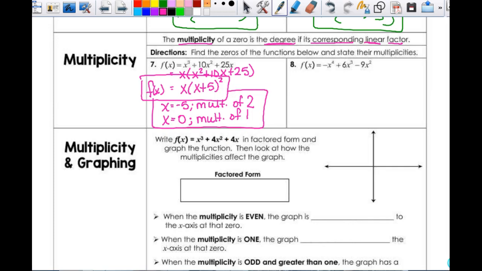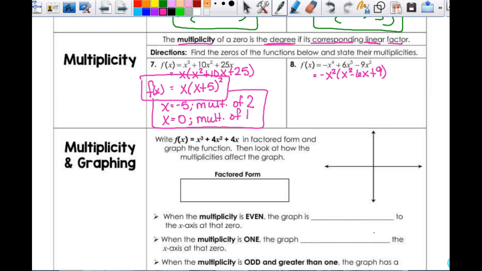Number 8. So x to the 4th is negative, so I'm going to have to factor out a negative, and then my GCF will be x squared. So negative x squared times x squared plus 6x plus 9. Watch your signs.